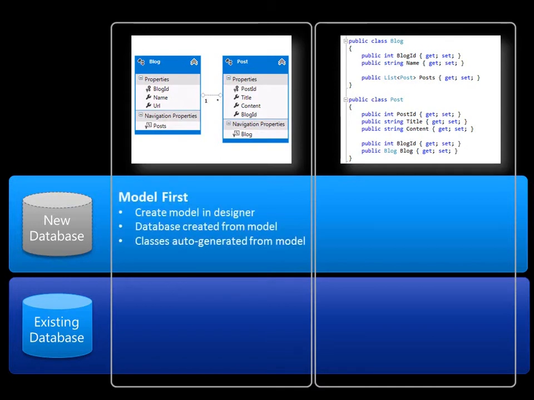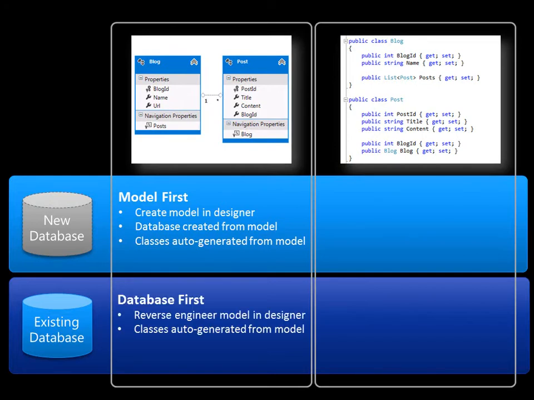The first one is Model First. In Model First, I use boxes and lines in a designer to create a model. I can then generate a database from the model. The classes that I'm going to interact with in my application are generated for me based on the boxes and lines that I draw in the designer.